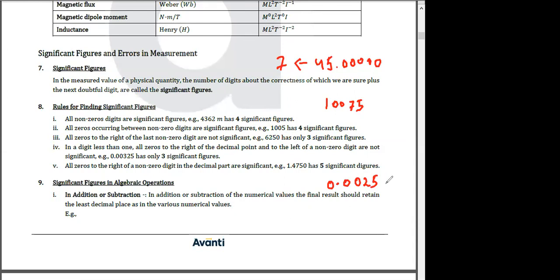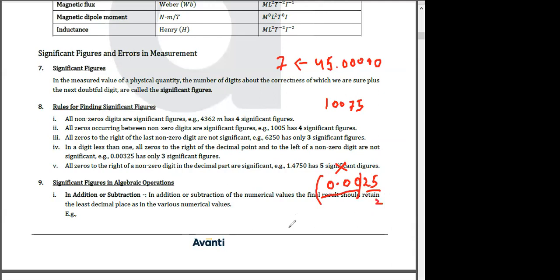Yes. As I said, if zeros are after decimal, then it is considered significant. But if it is before the non-zero digits, right? Anna, like this, it will not be considered. This will not be considered in significant digits. Okay, right? So the answer is just 2. Clear? If this comes later, it would be considered, but if it is before, it will not be considered. So this is only 2 significant digits, right?